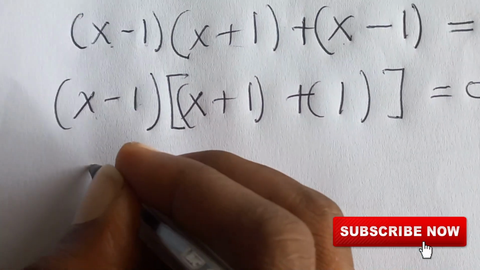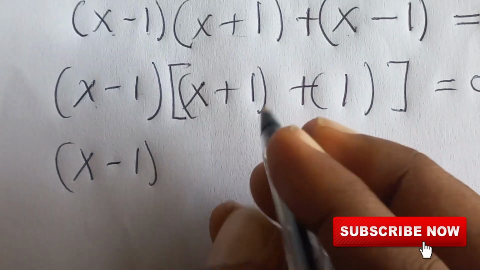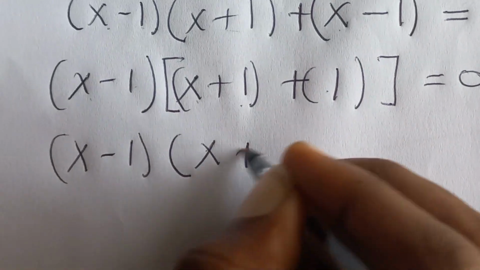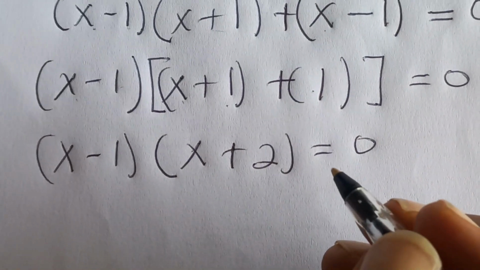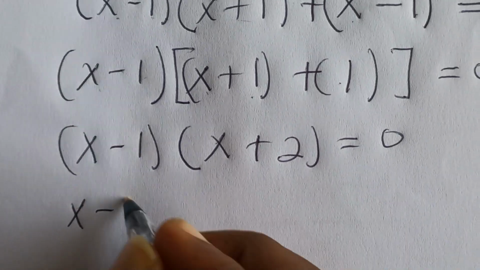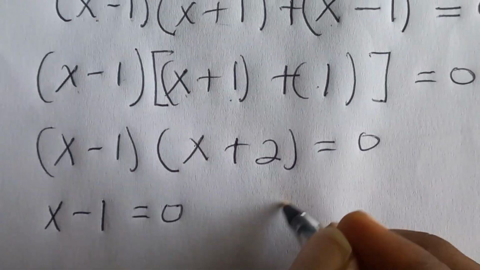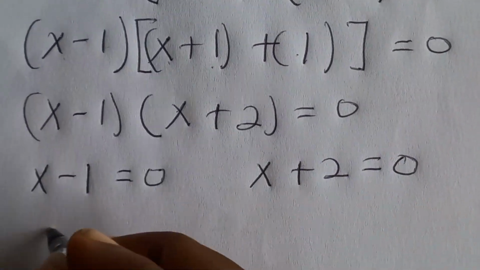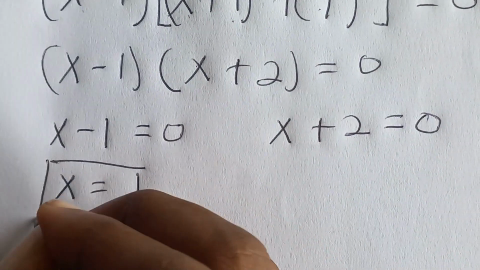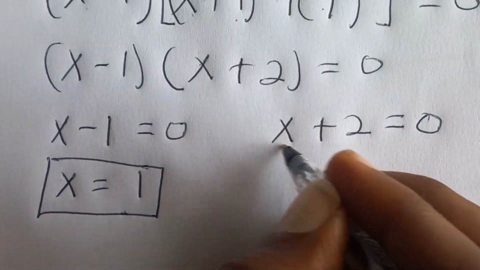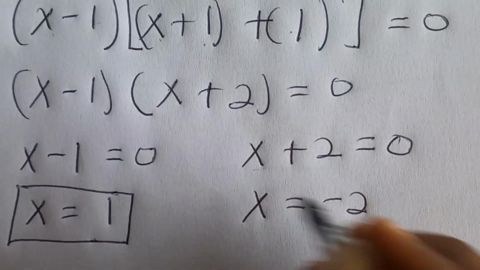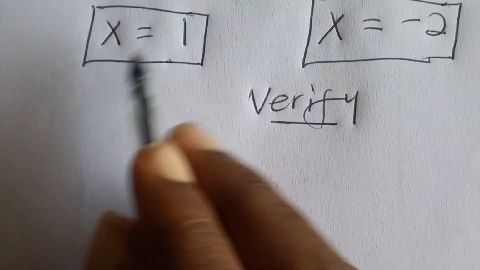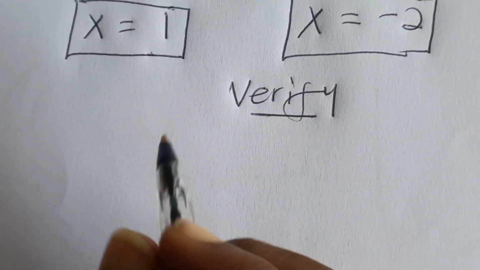Okay, so for me, we have x minus 1 bracket open. We have x, 1 plus 1, which is 2. It's equal to 0. Okay, so we say that x minus 1 is equal to 0, and then x plus 2 is also equal to 0. So x is equal to 1. It's one solution. From here, x is equal to negative 2. Another solution for x. Let's verify to know if these two solutions satisfy the equation.